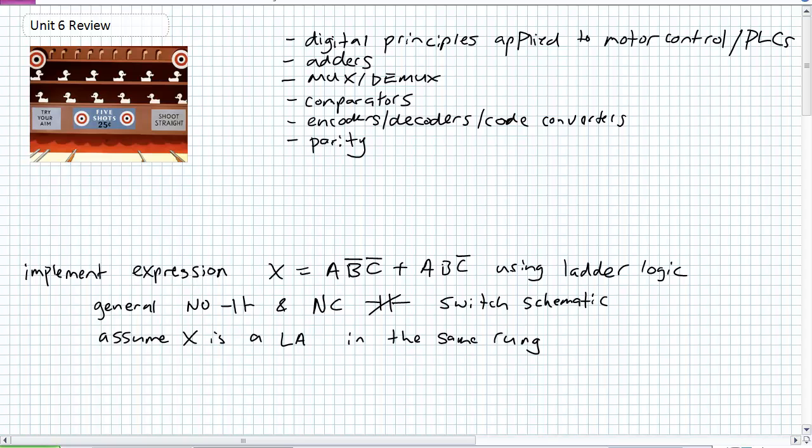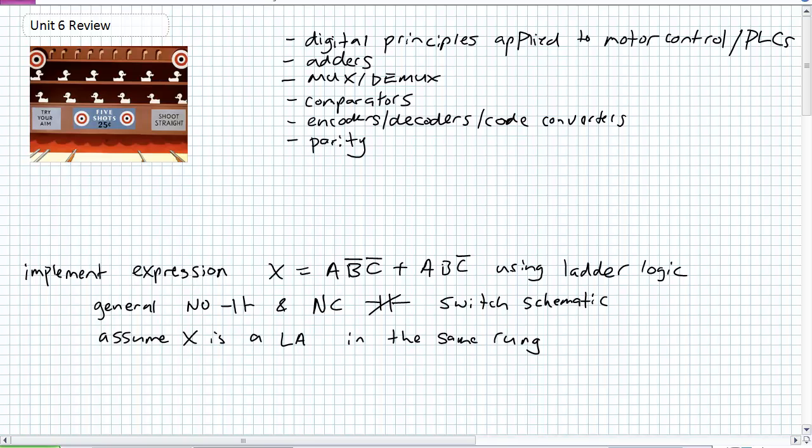We went over common functions of combinational logic, and what we'll do is walk through a brief example of each one of these things, and see if you're understanding what we're talking about. First is digital principles applied to motor controls. Then we'll move on to adders, multiplexers, demultiplexers, comparators, all those code conversion functions we talked about, encoders, decoders, code converters, and finally parity.